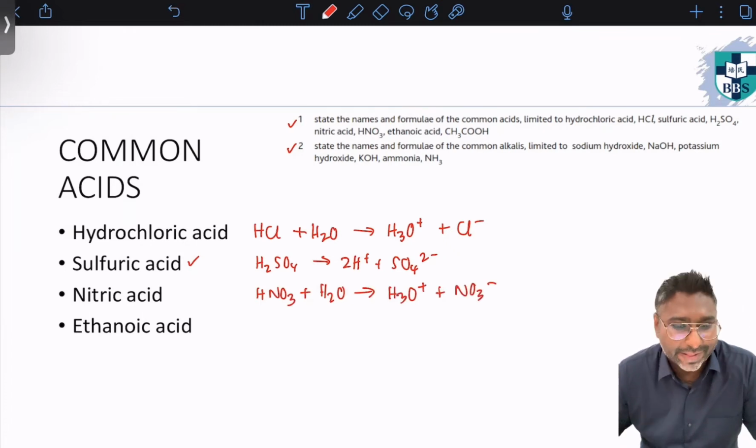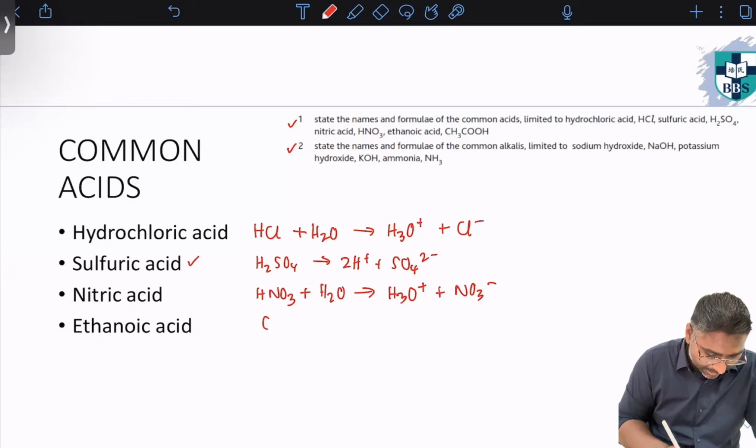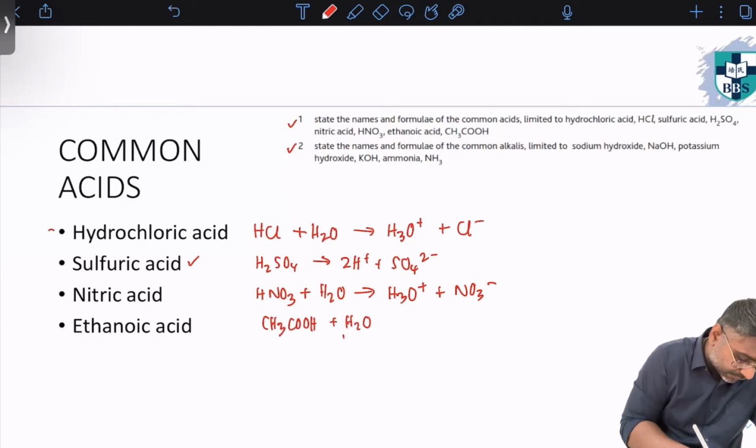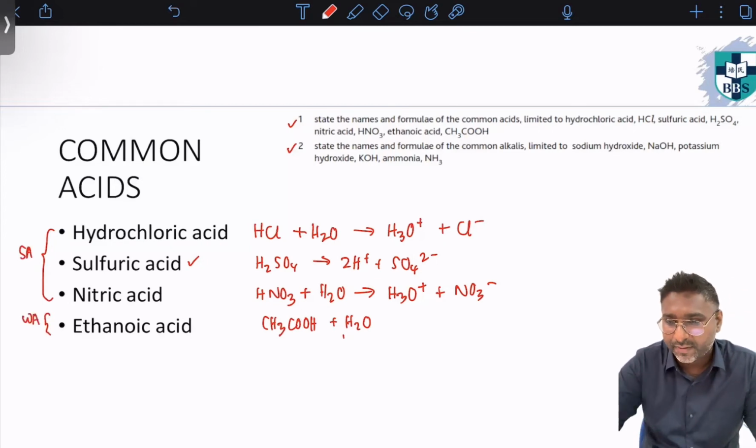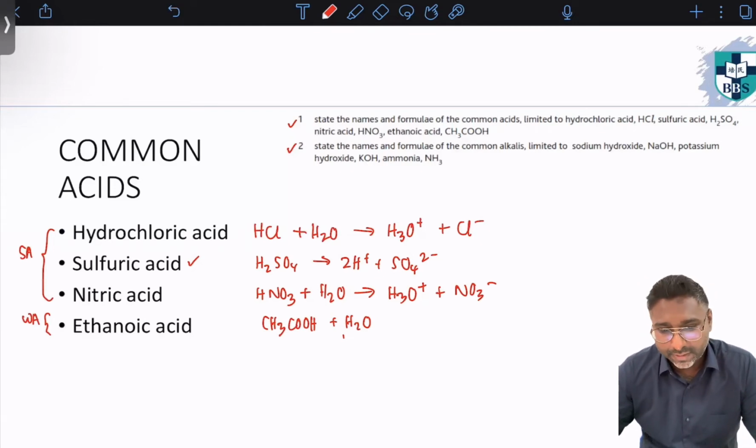But for ethanoic acid, CH3COOH plus water, do remember it's a weak acid. All these are strong acids, this one is a weak acid. How do I know which one is strong acid, which one is weak acid? You memorize, like what I told you. Memorize the ethanoic acid now. It's a weak acid.